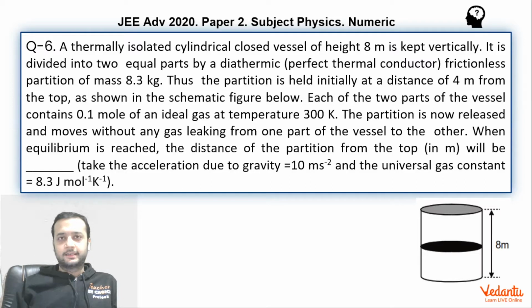Hi dear students, let's see this question that came in JEE Advanced Paper 2 Physics. This was a numeric type question based on the concept of thermodynamics. This was one very beautiful question, let me tell you, but unfortunately IIT was wrong in framing the question and hence eventually it became a bonus.